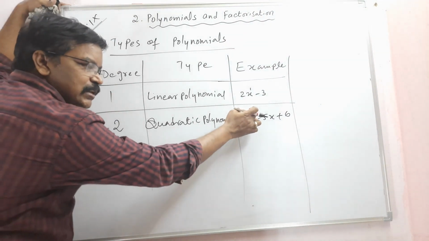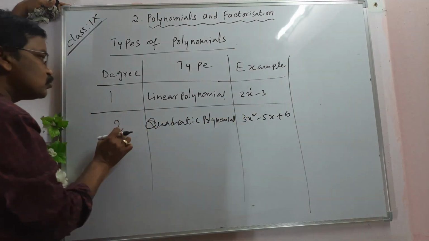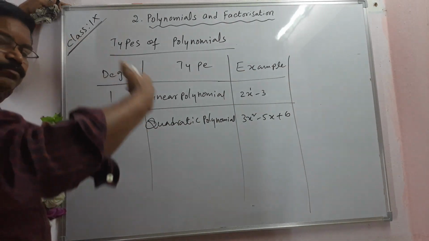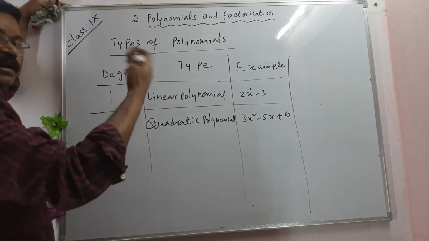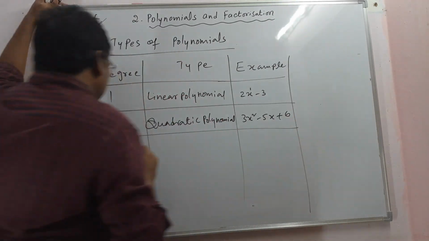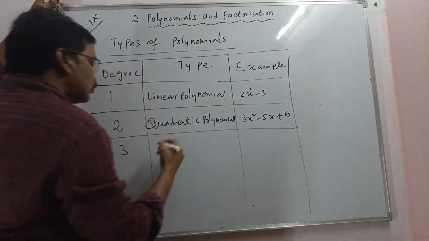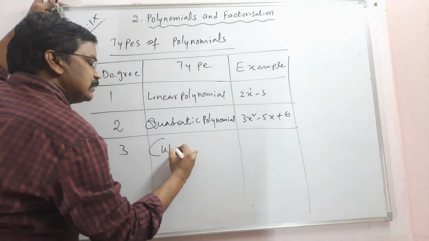So what is its degree? Highest power of the variable is 2. So its degree is 2. It is called quadratic polynomial. You will learn more about these quadratic polynomials in class 10. Coming to degree 3, third degree. What do you call? Cubic polynomial.